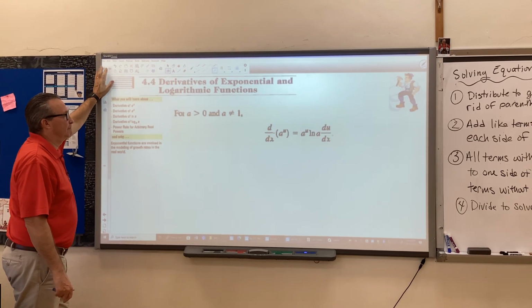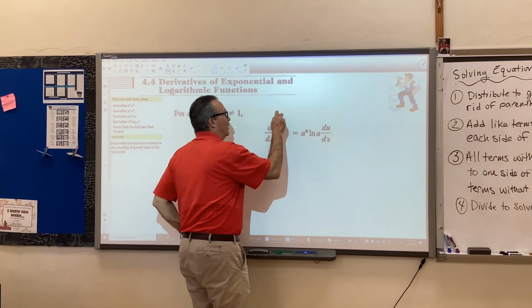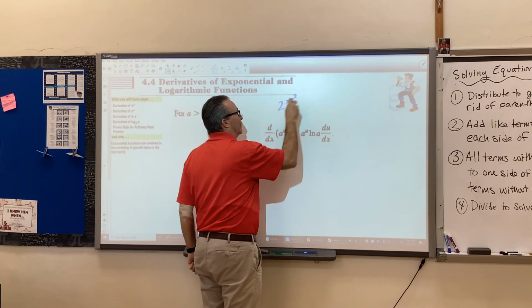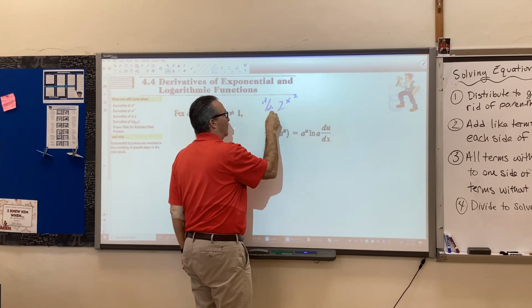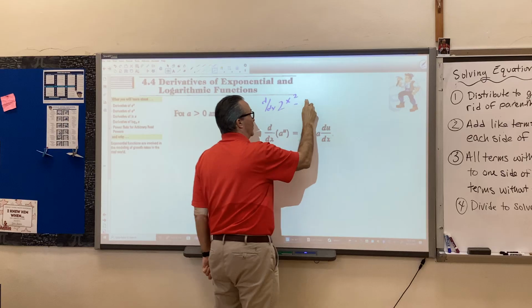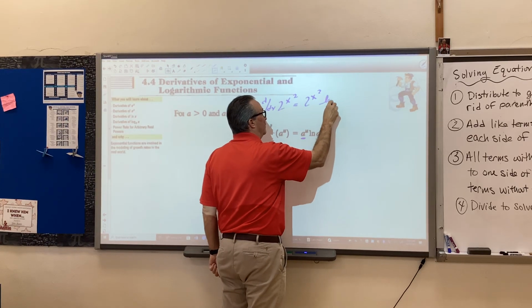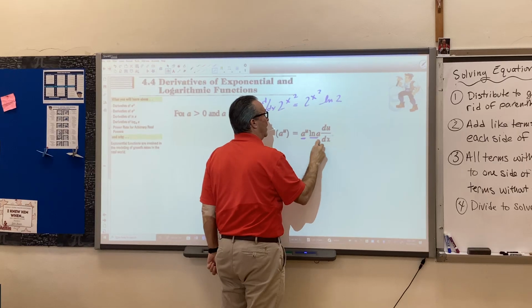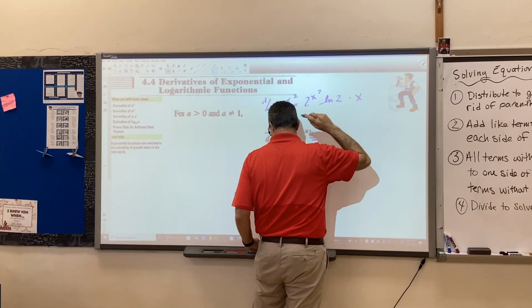The derivative of a to the u, like 2 to the x squared, is 2 to the x squared, natural log of a, u dx, times 2x.